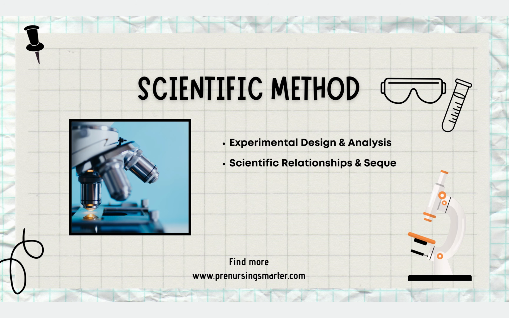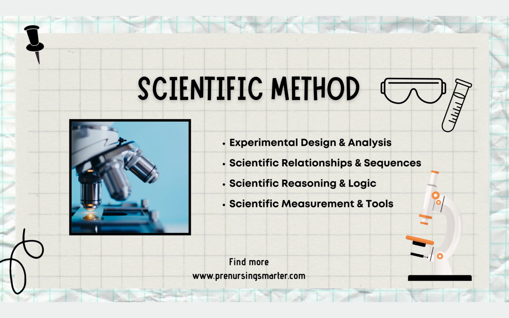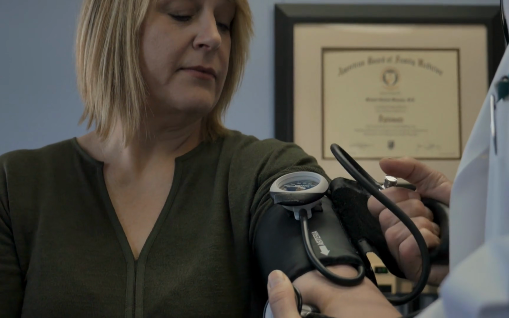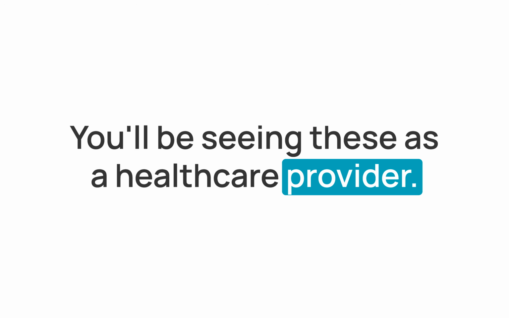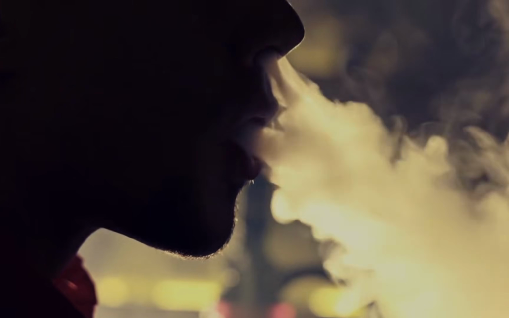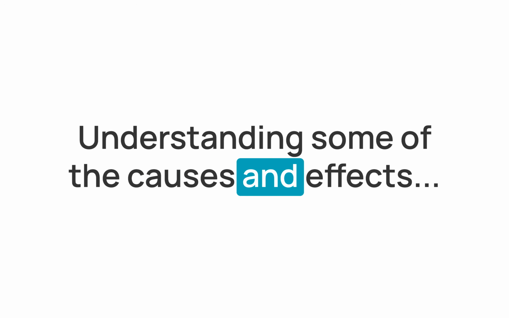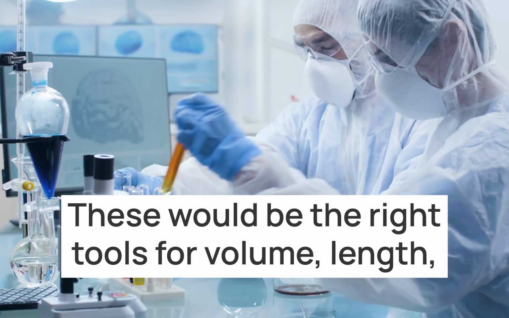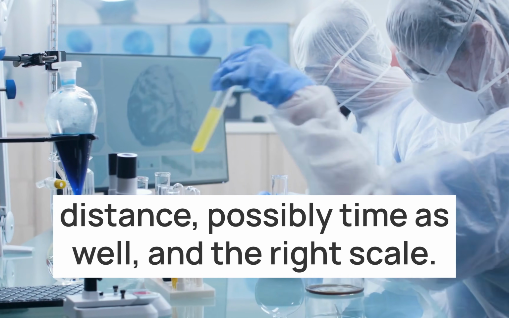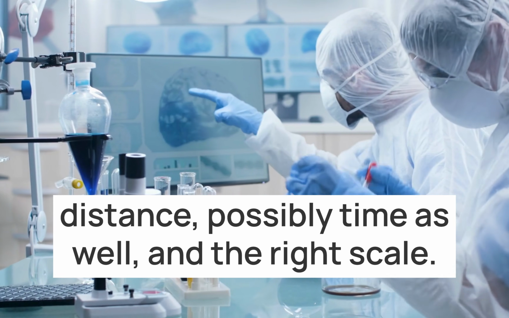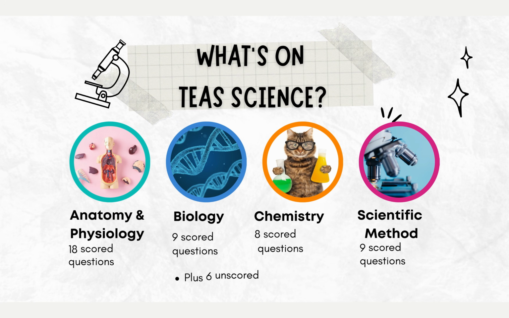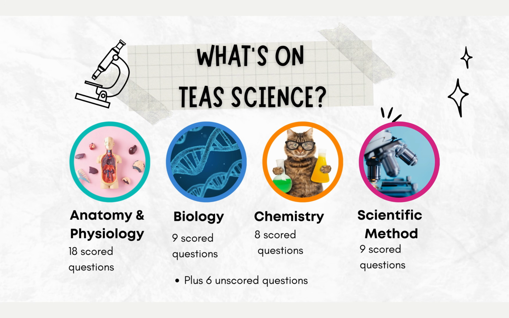Finally, you'll have scientific method questions. You might be looking at experimental design and analysis, looking at relationships and sequences. You might also be asked about causes and effects of health conditions that affect a lot of Americans. You'll be seeing these as a healthcare provider. So hypertension, obesity, smoking, understanding some of the causes and effects there is very important. You'll also be asked about scientific measurements and tools. These would be the right tools for volume, length, distance, possibly time as well, and the right scale. So when would you use a volumetric pipette versus a flask? So that is an overview of the exact question breakdown you'll see on the TEAS science section.